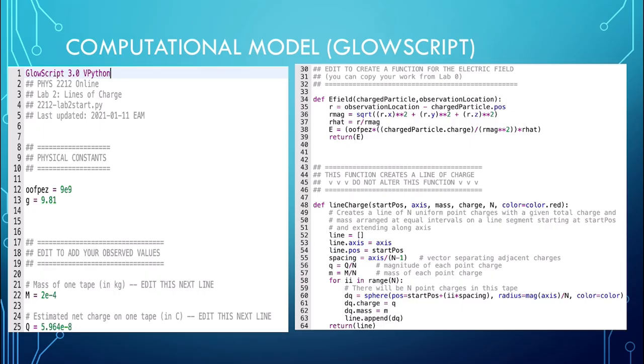Moving on to the computational model, on the left is the code that accounts for the initial conditions that I discussed earlier in the report. On the right, you can see the code that sets up my electric field calculation using Coulomb's law. Below that is the code that creates a line of charge. On this part of the code, I did not make any changes based on the instructions given in the starter code.